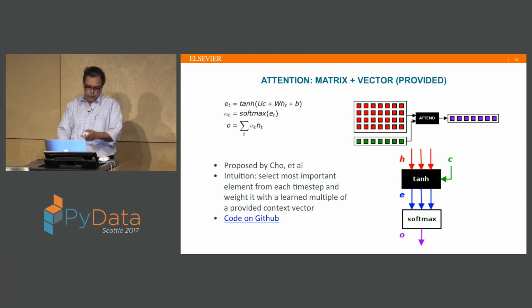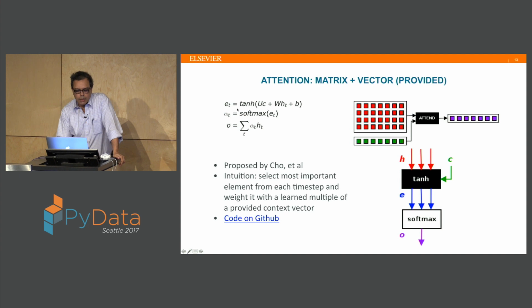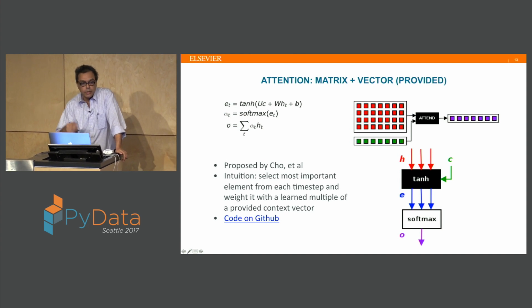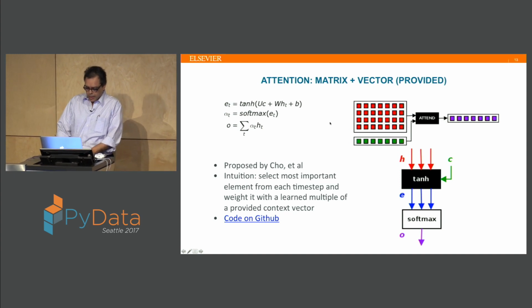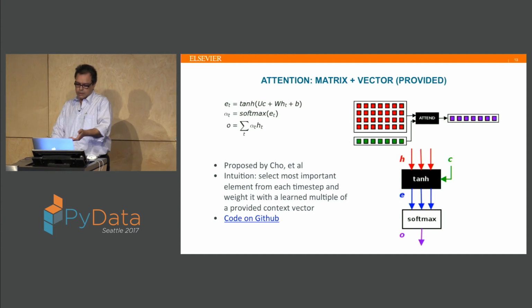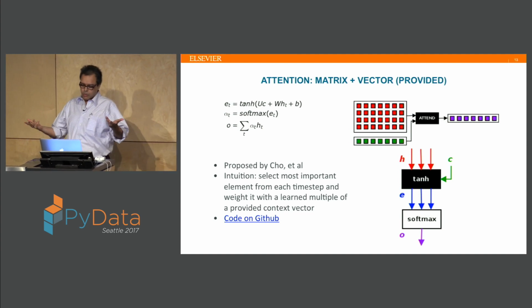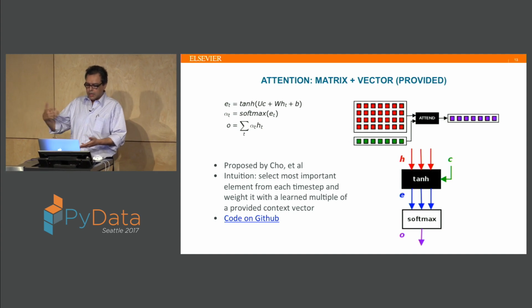And essentially here you're taking these two, and you're creating a vector. Equation-wise, the only difference is up where you create the raw signal that is tanh. You basically add this new weight u and the context vector that you were given, and everything else is the same. This was proposed by another researcher and his team, called Cho and his team. And again, the intuition is that it's kind of a variation of the same thing: select the most important element from each time step and weight it with the learned or provided context vector. It just makes this sentence more and more complex, but essentially, it's just reweighting the thing.